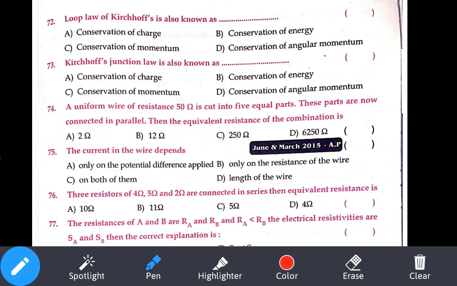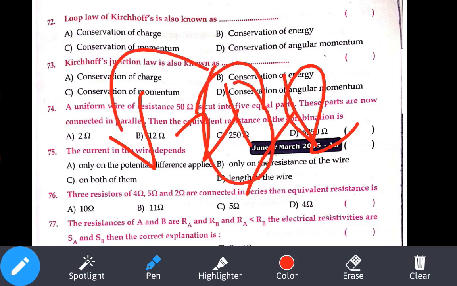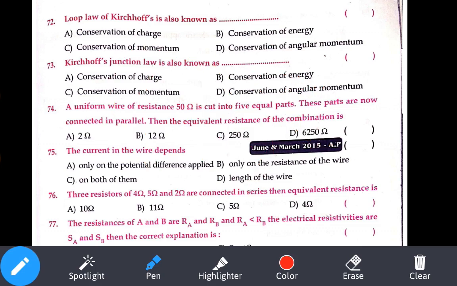Number 2. The current in the wire depends on what? See here, indirectly they are asking about Ohm's law. V is equal to IR. So current in the wire depends on potential difference and the resistance. A, B. So both of them.